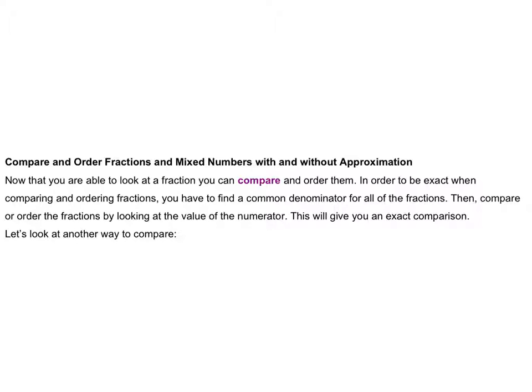So the next thing we're going to do is compare and order fractions and mixed numbers with and without approximation. So now that we are able to look at a fraction, you can compare and order them. In order to be exact when comparing and ordering fractions, you have to find a common denominator for all of these fractions. Then compare or order the fractions by looking at the value of the numerator. This will give you an exact comparison. Okay, let's look at another way to compare.